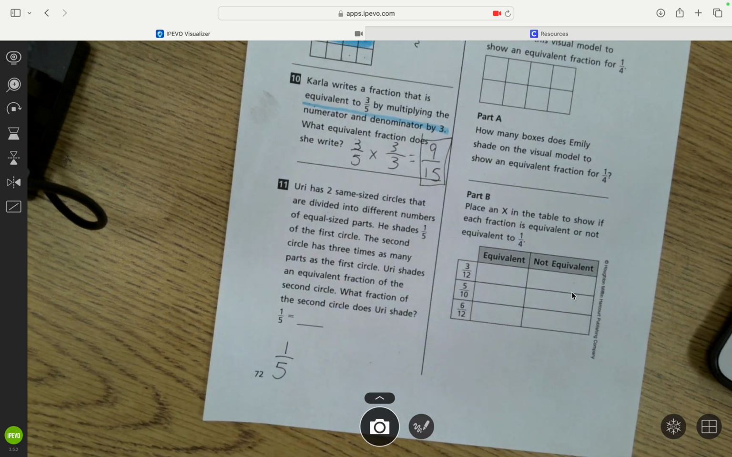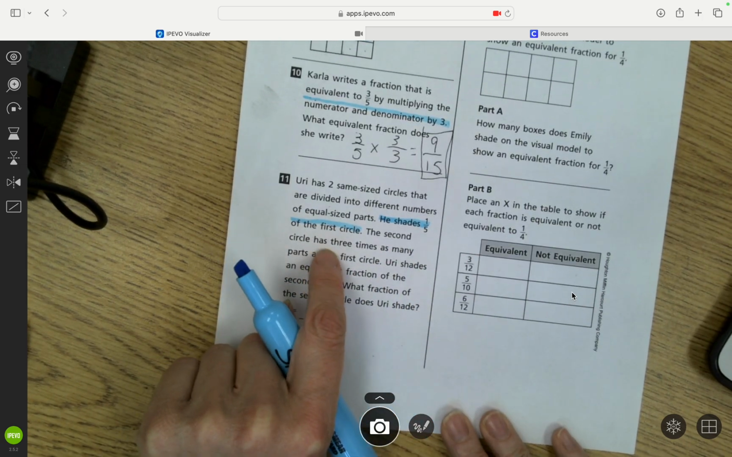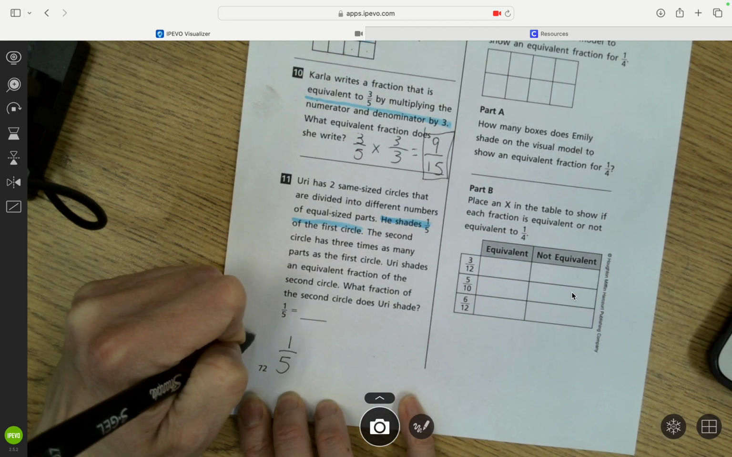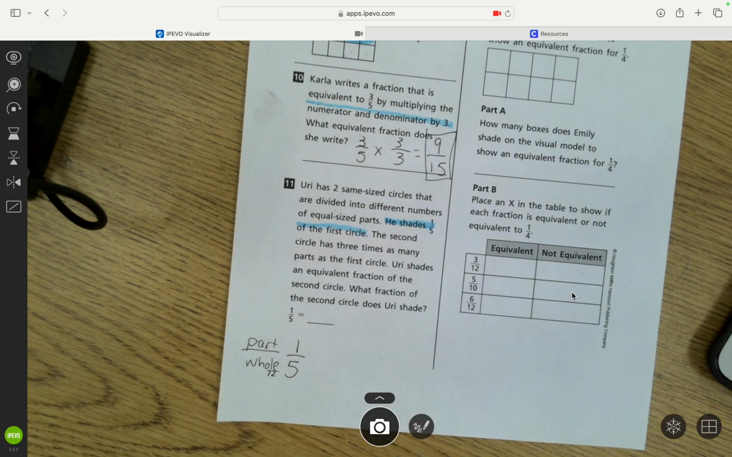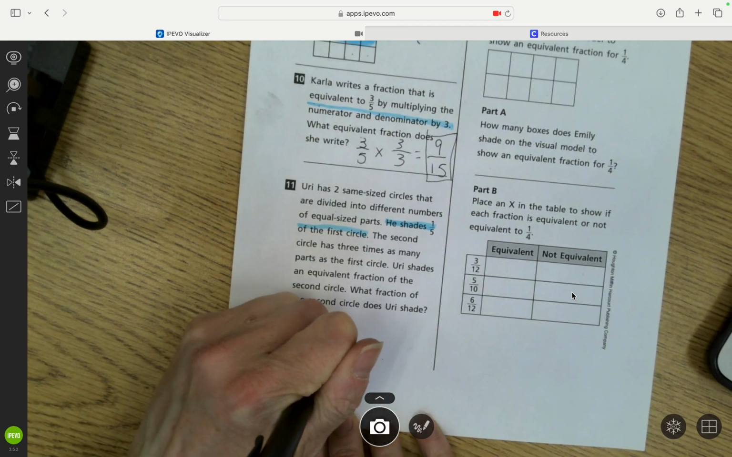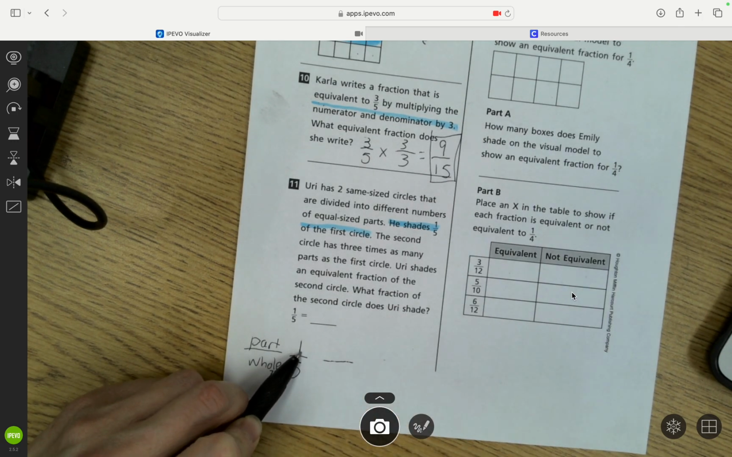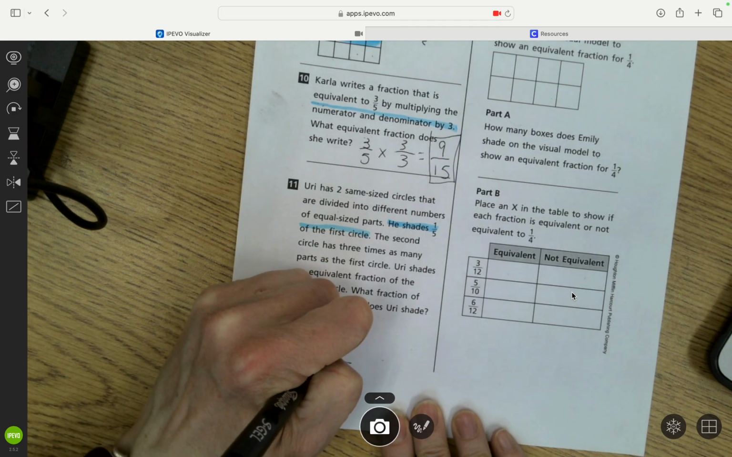We have 1/5. That's what he shades on the first circle. He shades 1/5 of the first circle. The second circle has 3 times as many parts as the first circle. What are the parts represented? We have part over whole. The 1 is our part. So we need to multiply, or it's going to be 3 times as big. So the part is 3 times as big. Times as big. That means multiply. What's 1 times 3? 3. Good.